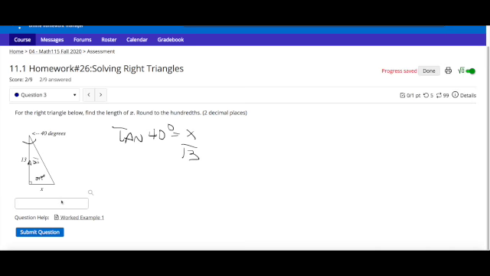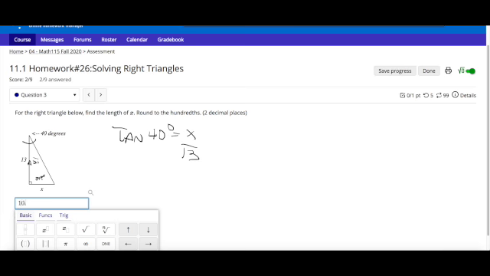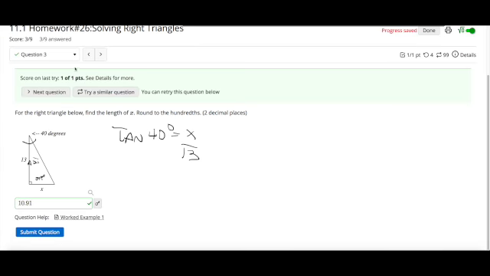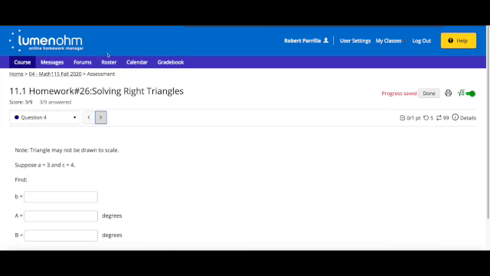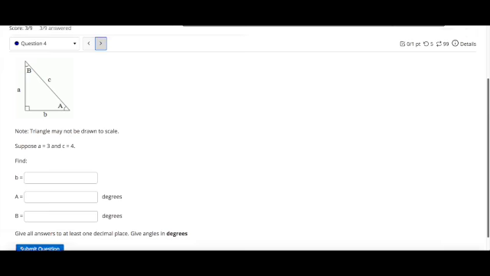10.91, because we're rounding off again. Don't forget to round off. 10.91, and we got that right. Okay, so far so good. We're about 1/3 of the way there. We're a little bit more than 1/3. 9 questions. Wow. All right.